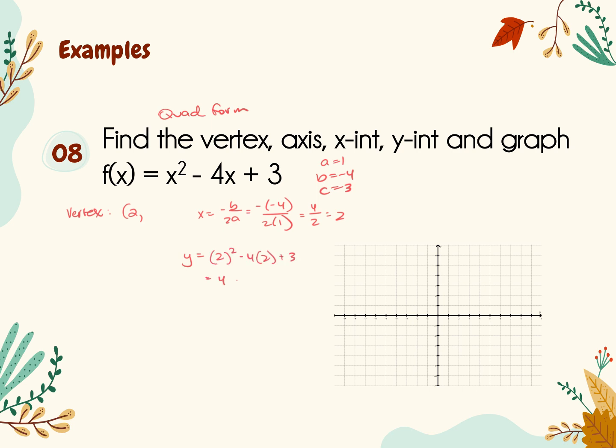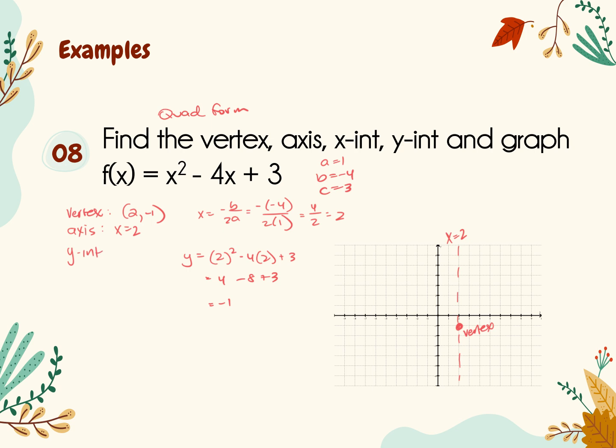And I'm going to get 4 minus 8 plus 3, so I'm going to get -1. So my vertex is (2, -1). It's right here. That's my vertex. My axis of symmetry is going to go right through that. It's the line x equals 2. So my axis is x equals 2.